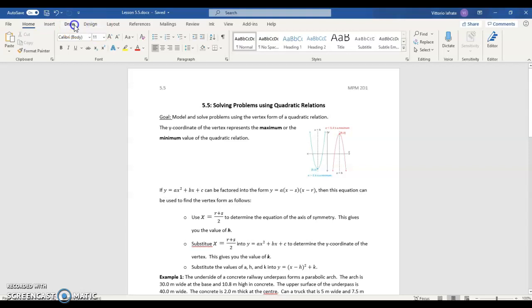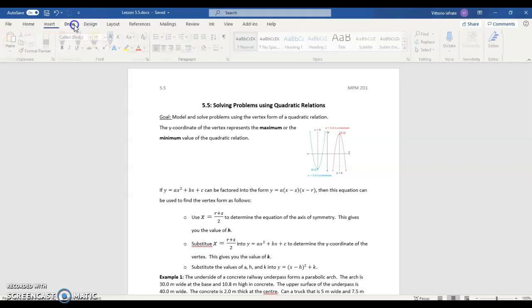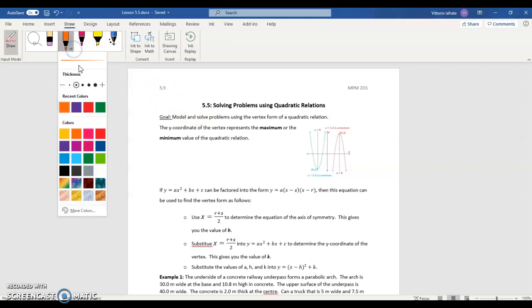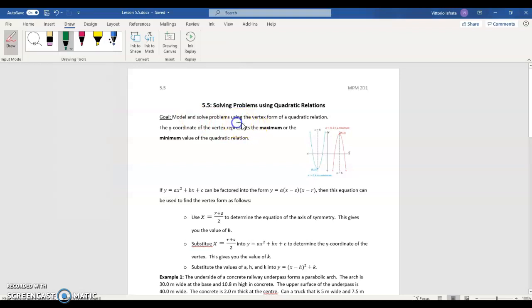This is part 1 of 5.5, solving problems using quadratic relations. Our goal today is to learn how to solve practical real-world problems using quadratic relations. Specifically, we're going to model and solve problems using the vertex form of a quadratic relation.